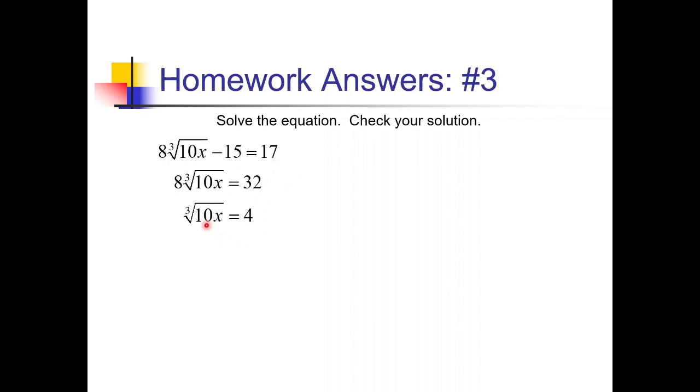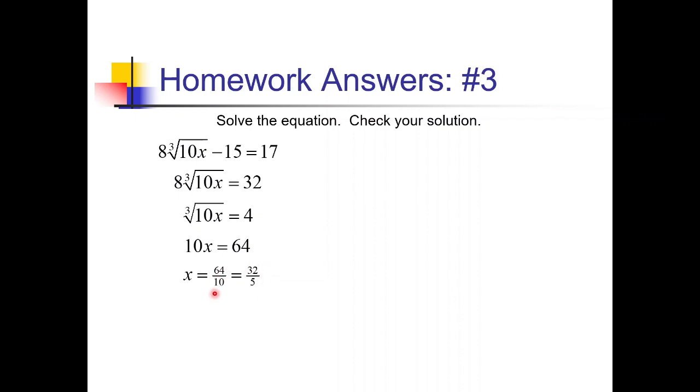Since we've got the radical by itself, let's raise both sides to the third power to undo the third root. That leaves us with 10x equals 4 to the third, which is 64. And then we just need to divide both sides by 10. So we can call this 64 over 10. If you want, we can reduce this to 32 over 5.